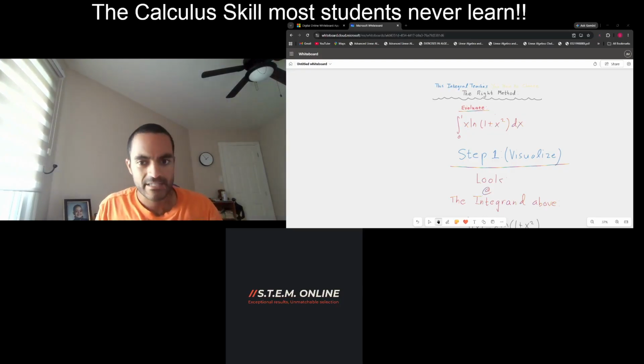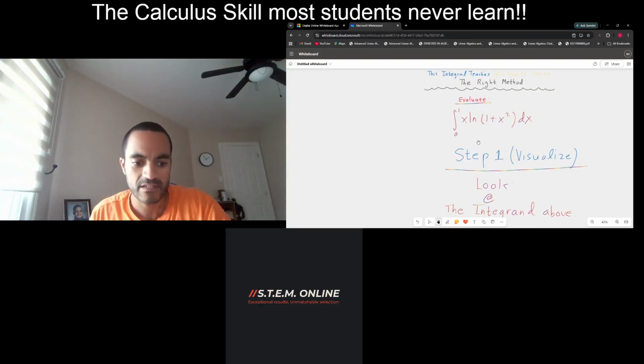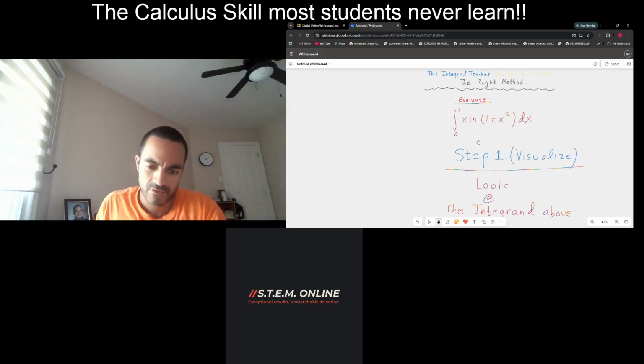We're going to be looking at this particular integral right here that I'm pointing to. If we can look at the second screen, we're going to be looking at this guy here. We want to evaluate this very interesting integral, and we're going to use the right method for it. So we want to integrate from 0 to 1 of x times ln of (1 plus x squared) with respect to x.